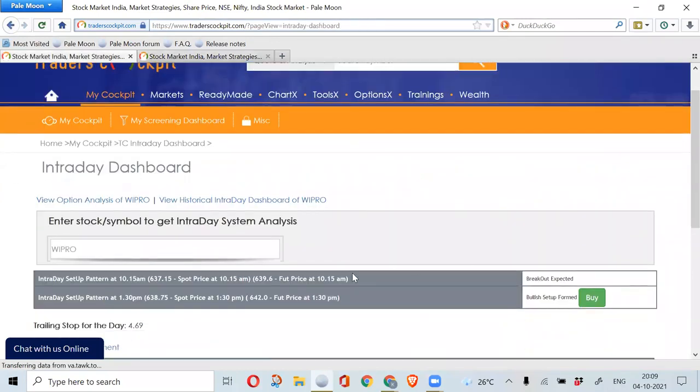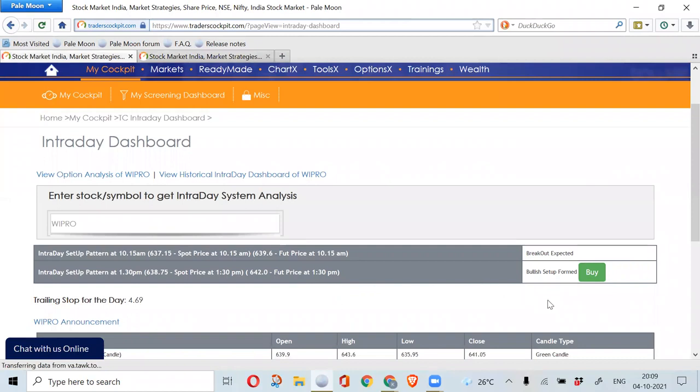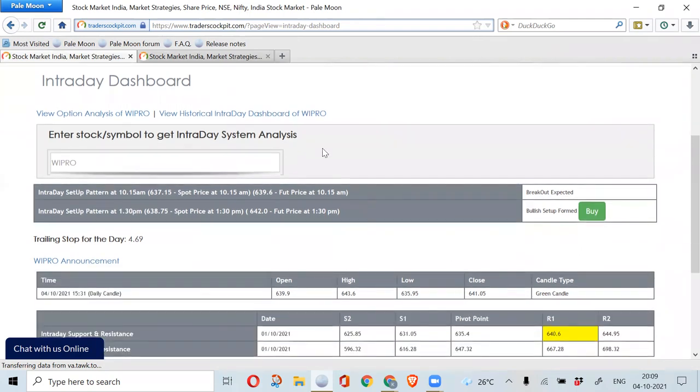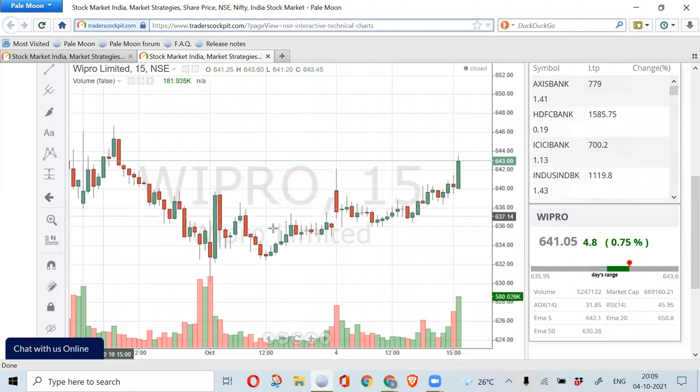Exactly, if you see here, in the afternoon at 1:30, bullish setup form. So if you want to trade, you can trade it. You can come here and execute at 1:30 again and see that at 1:30 the bullish setup is formed. Let us open the candles at 1:30 and see.